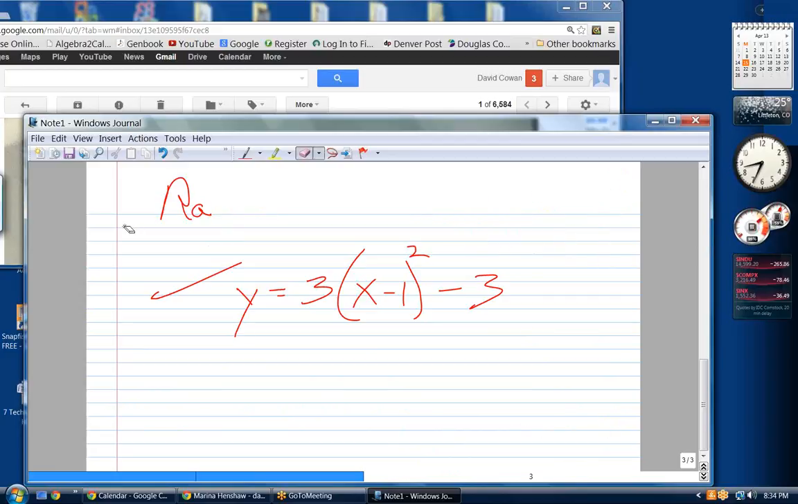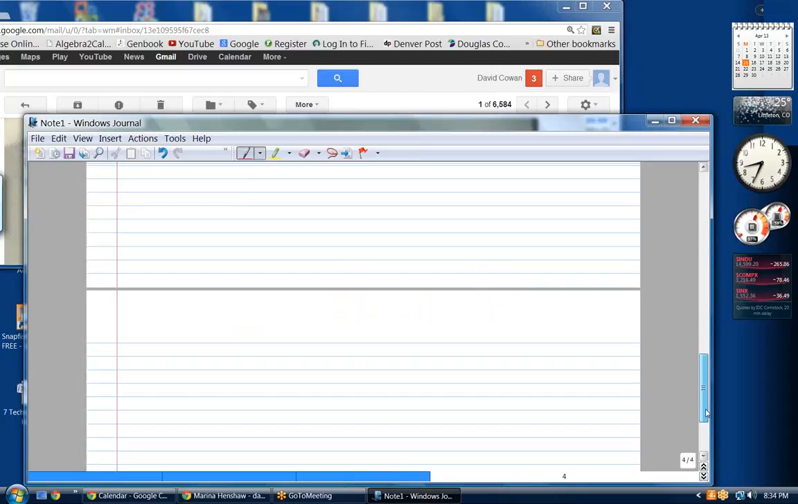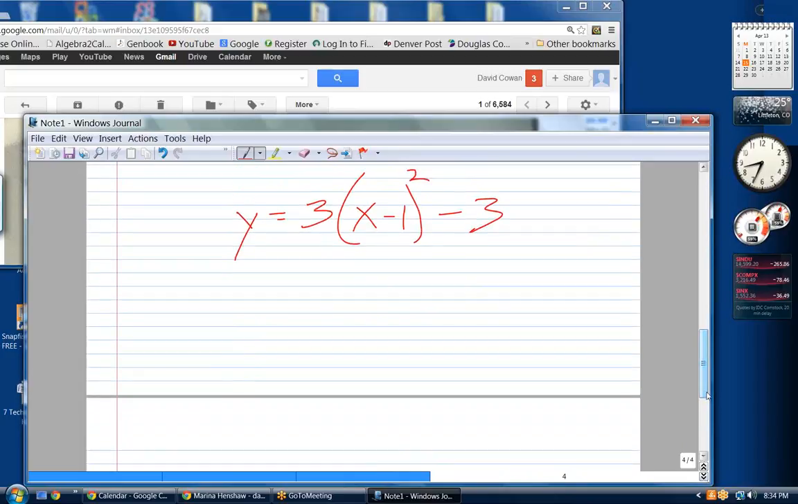What are the restrictions on x? What can x be? Any real number? All reals. There's no value for x that presents any problems. In other words, there's no value of x that causes us to divide by 0 or take the square root of a negative number or any of those things we're not supposed to do. So the domain is all reals.